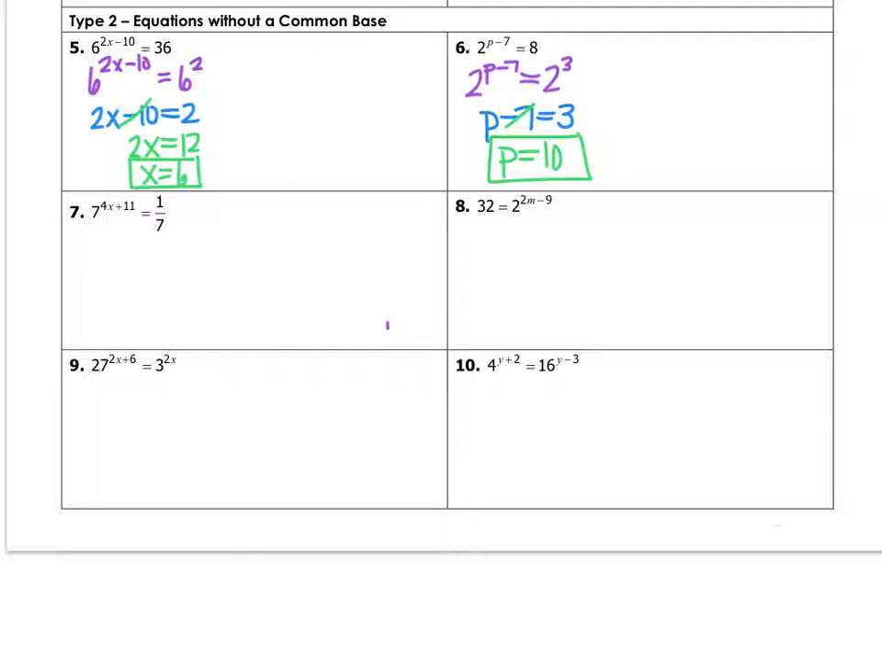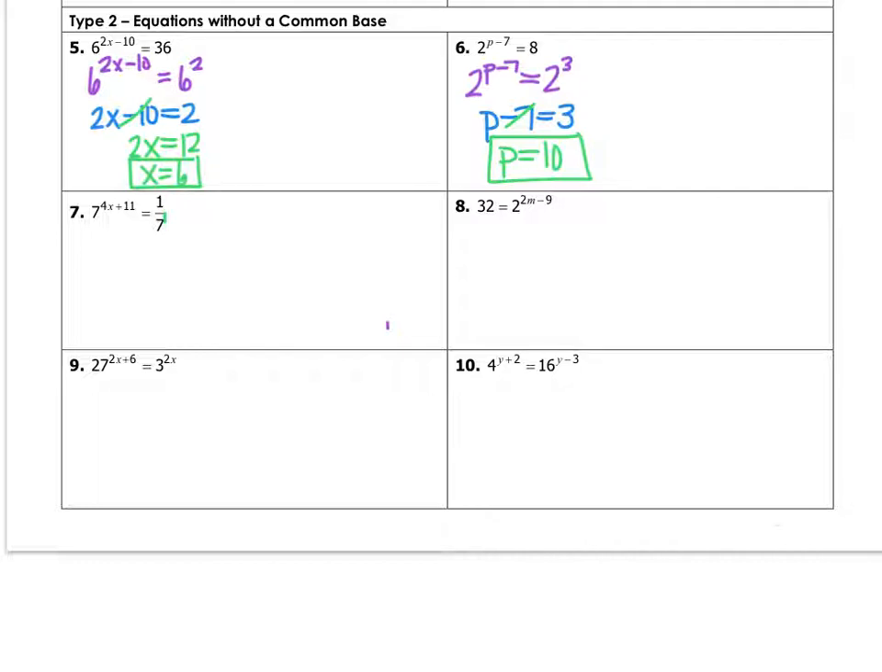So I see that I have a fraction. So I have 7 to the 4x plus 11 equals 1/7. And this is where those exponent rules are going to be really important, because hopefully you remember that when a base goes into the denominator, it's the same as raising it to a negative power. So this is really 1/7 to the first power. So it's been raised to the first power, but it's been moved to the denominator.